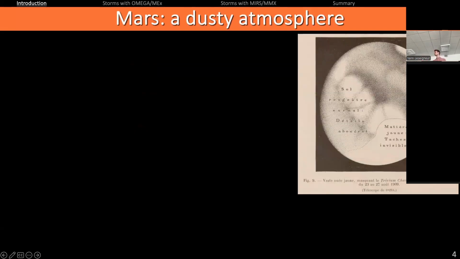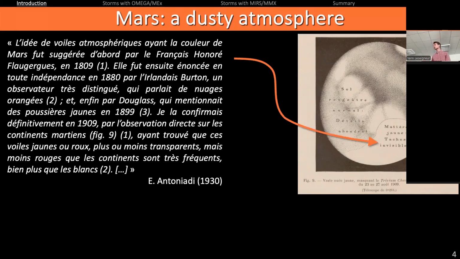And for this part, I wanted to cite a French astronomer who worked at the Observatoire de Meudon in Paris. He wrote a book at the beginning of the 20th century about all the works and all the observations since the 17th century. And he says about the dust clouds and the atmospheric dust, here in French, and I will translate in English.